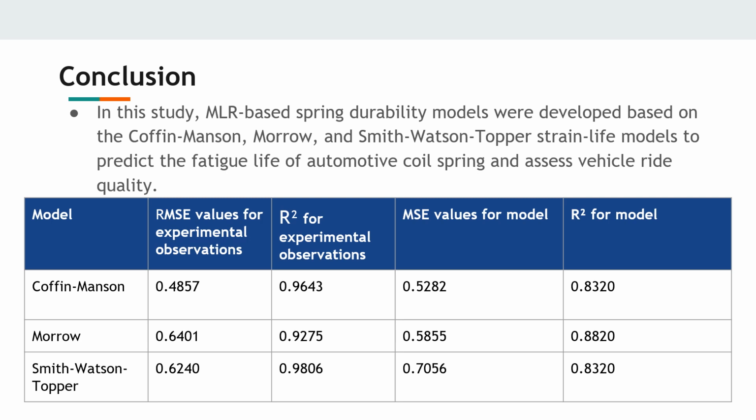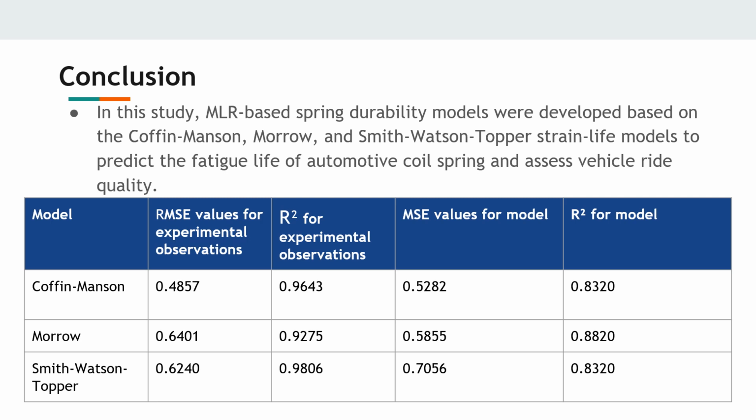So once the goodness of fit, linearity and normality of the MLR-based spring durability models had been examined, the models were validated by comparing the fatigue life values predicted by the models with those predicted from strain measurements, as shown in the figure. It can be observed that the fatigue life values predicted by the Coffin-Manson MLR-based model show good agreement with the experimental fatigue life values, with an R-square value of 0.9643.